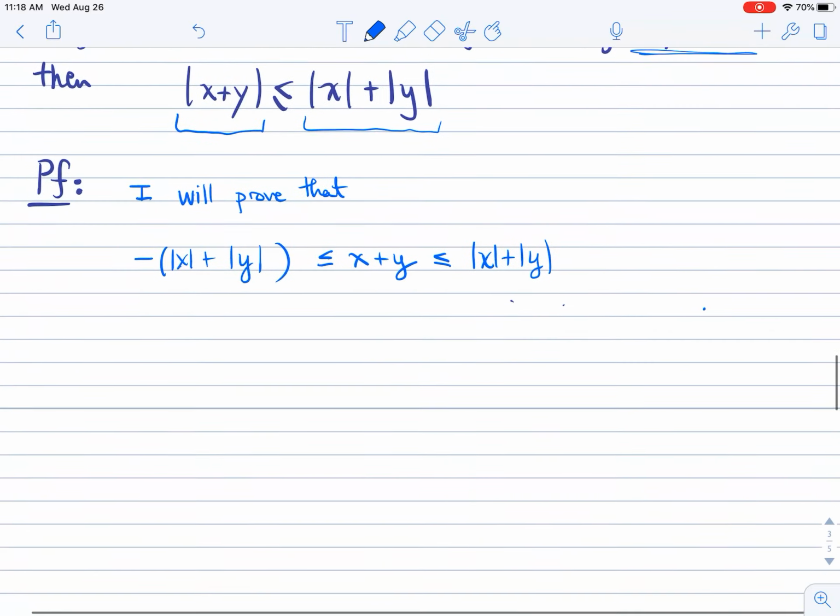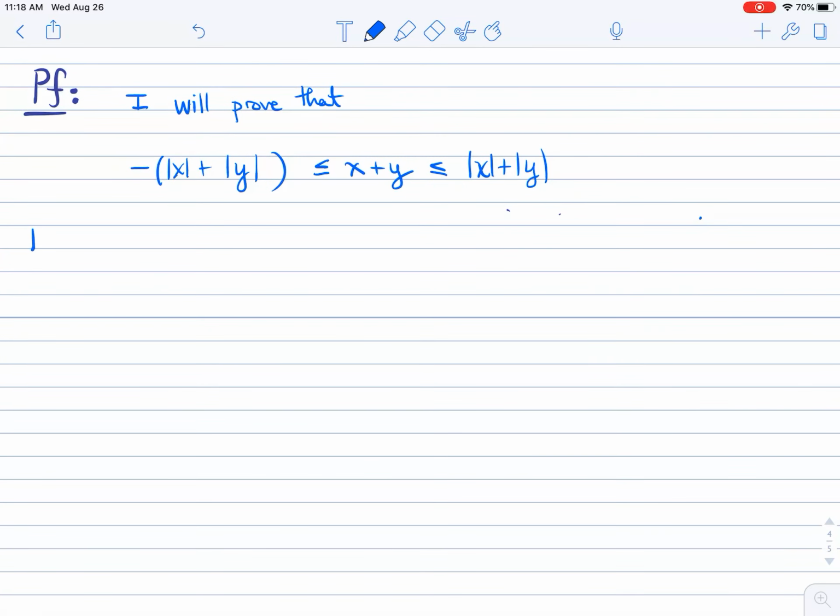Good. Right, and so I say I will prove that. And so now let's do it. So let's do it. All right, a little bit of encouragement never hurt a proof. And so let's see.